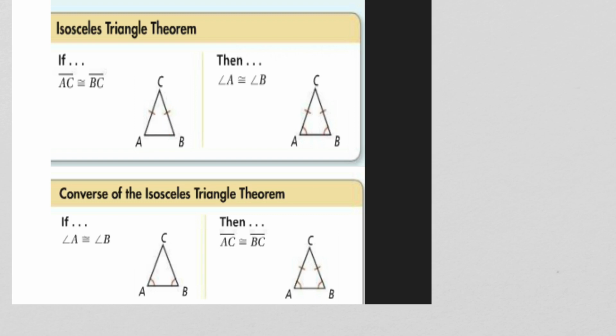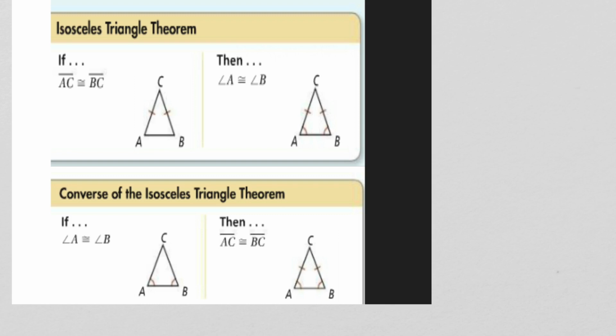Now I could also say the converse. Remember converse, where you're flipping the if and then statement? I could go back the other way and be given the two angles, base angles, congruent, A and B. Then I could say that the two sides are congruent also that are opposite them. So it's vice versa there.